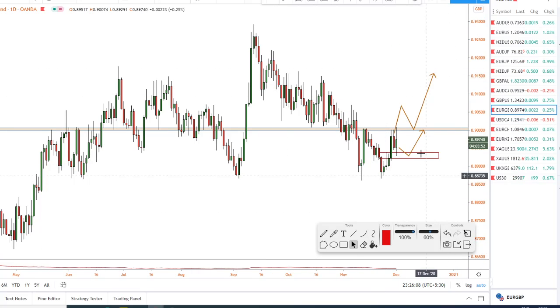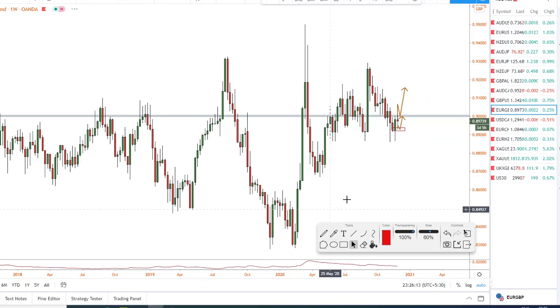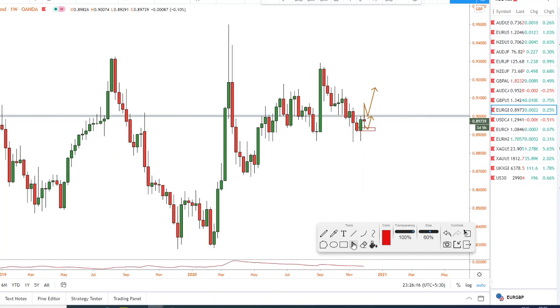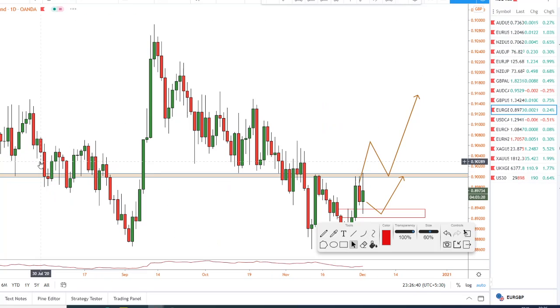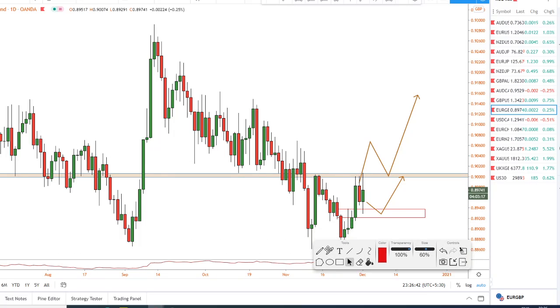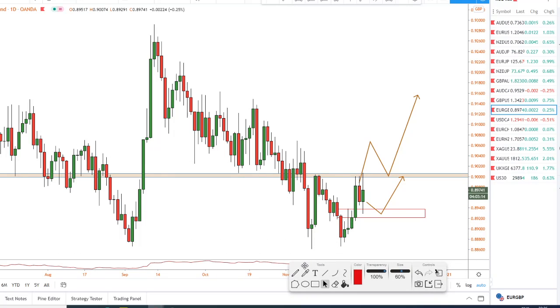EURGBP, the next one. Again, I'm looking for buying opportunities here. Let me just go to the weekly one and see. As you can see here, it's making higher highs and higher lows, so it's got plenty of room if it wants to go up. It has also got plenty of room if it wants to come down. I'm not speculating much, I'm just waiting for the market to tell me where it wants to go. I'm not speculating at all, guys. I'm just waiting for the market to tell me where the price should be going.